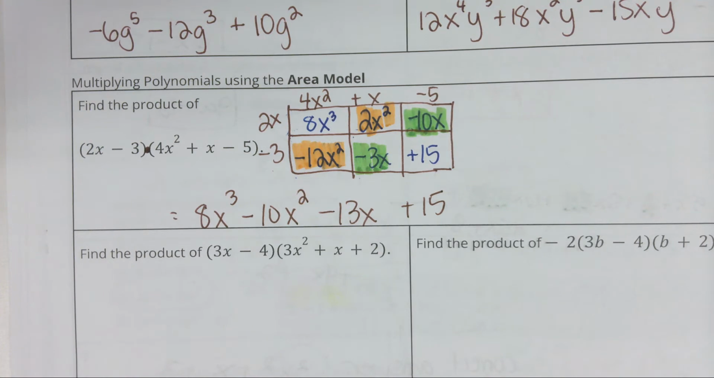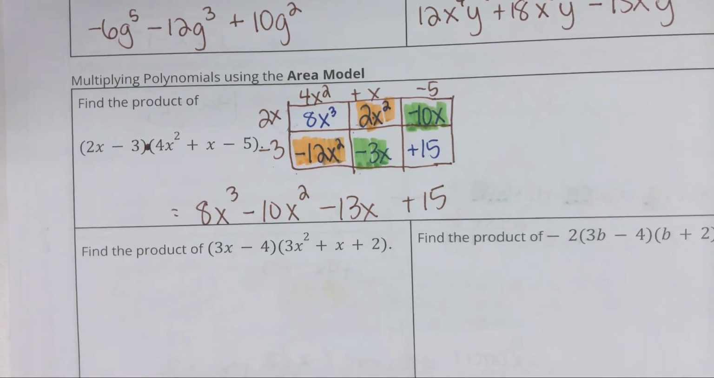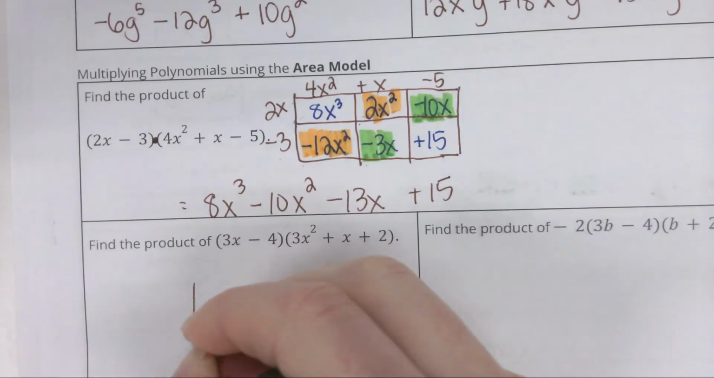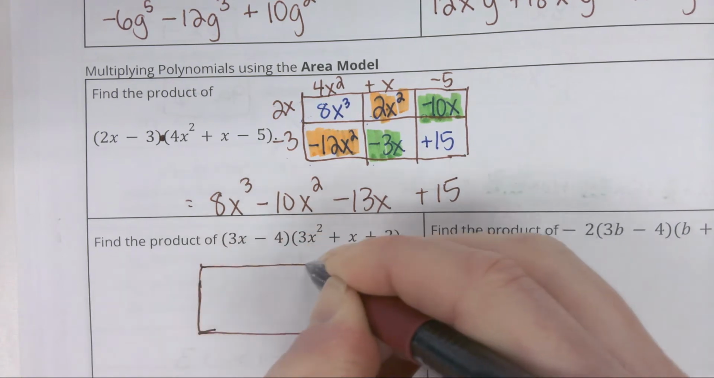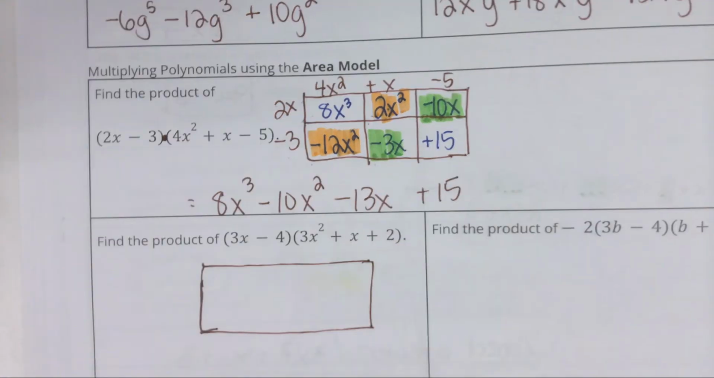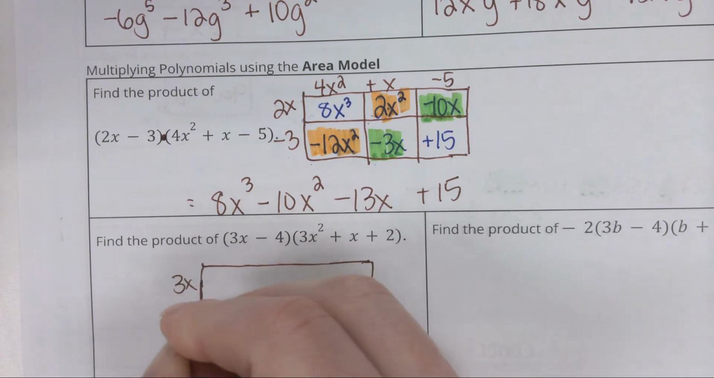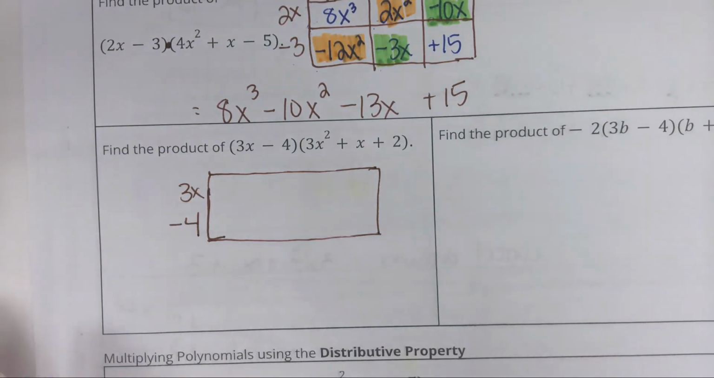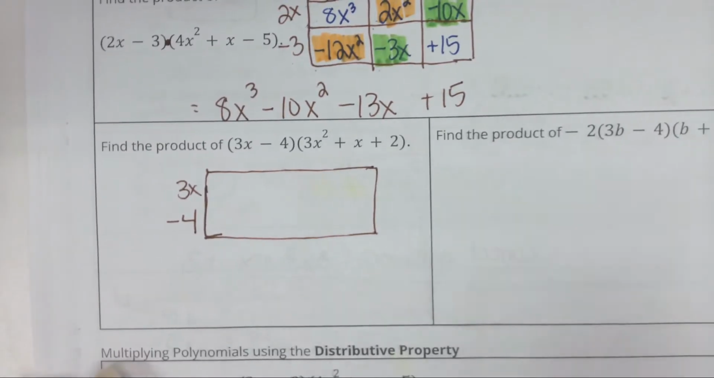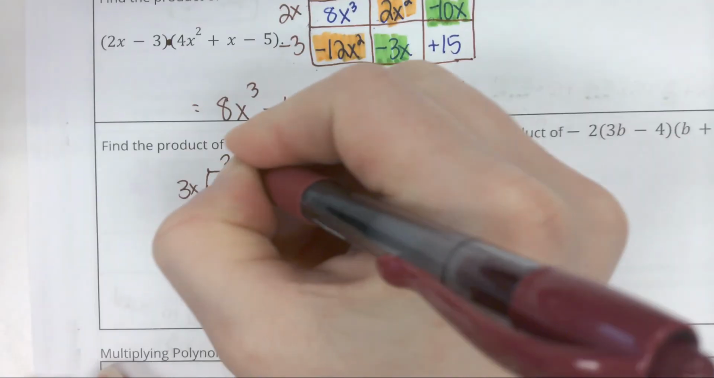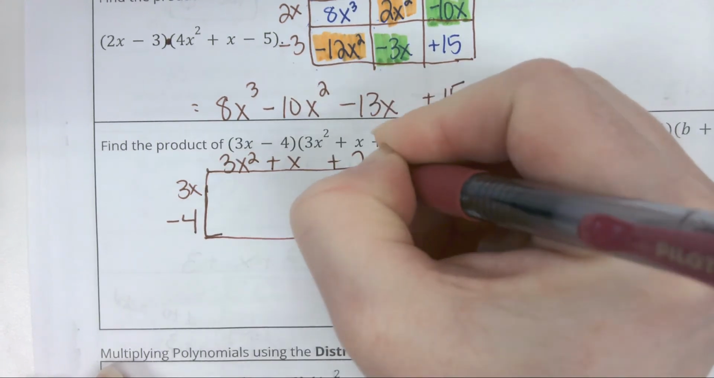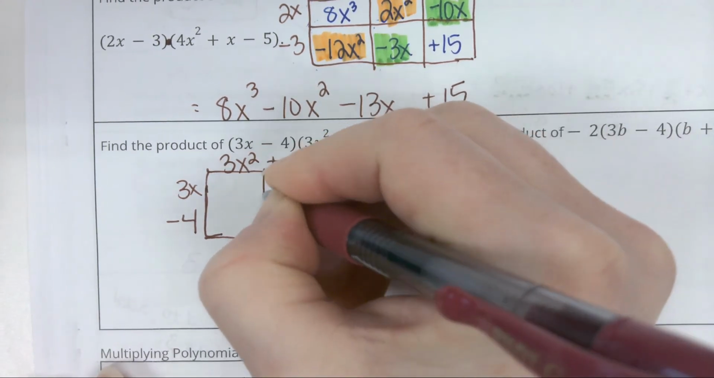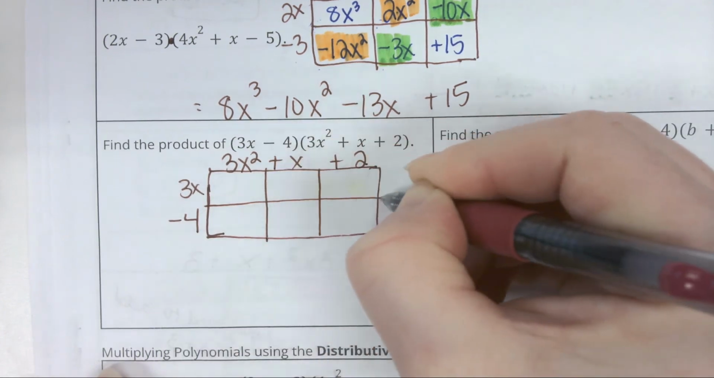All right. I want you to try one. So let's make a box down here. Let's make a 3x minus 4. On the top, would you make 3x squared plus x plus 2? Would you try that for me?